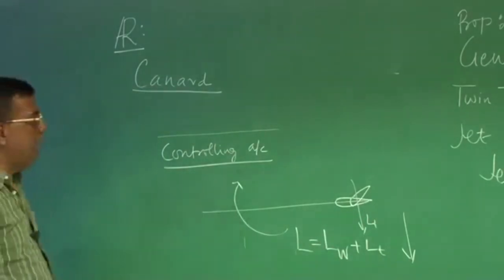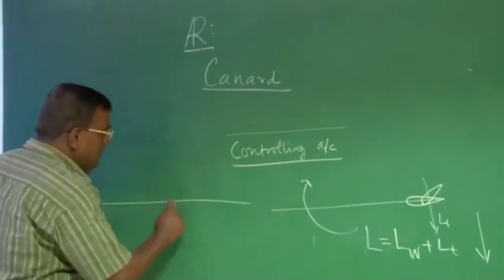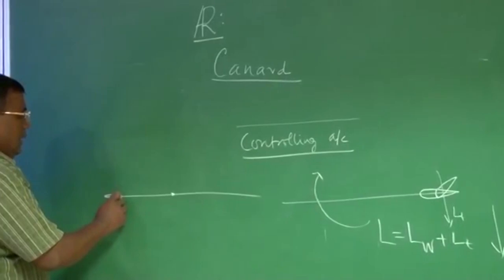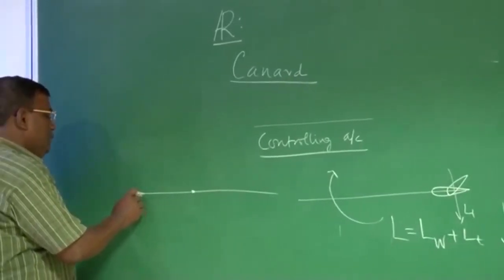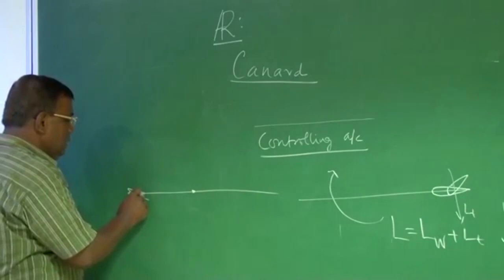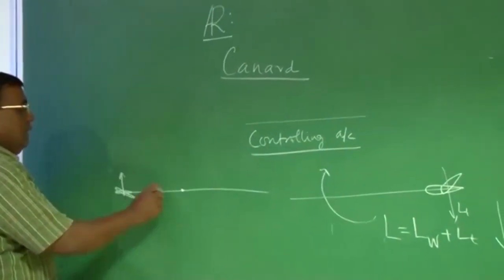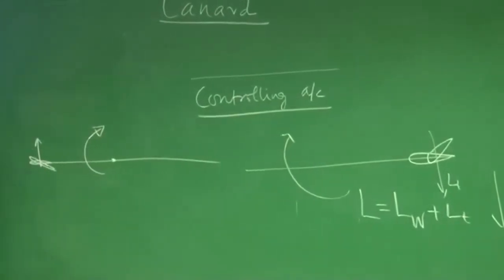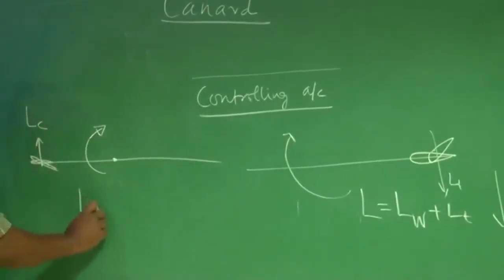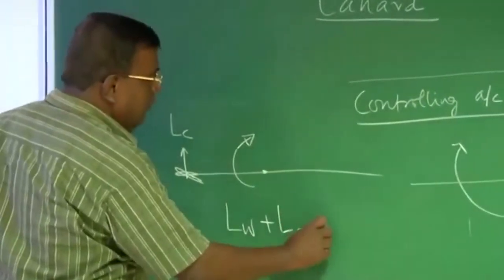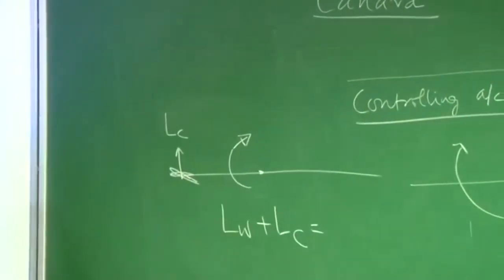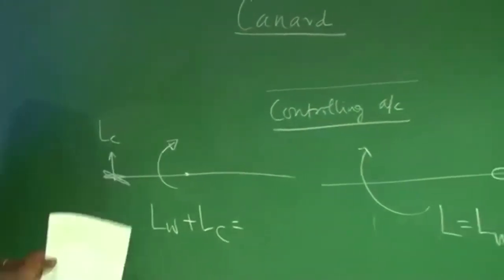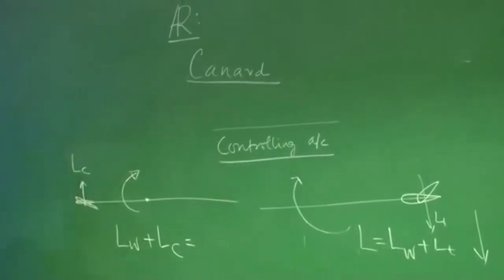But same nose up moment if I want to give through canard, then I put a canard here, okay? And now what I do, I deflect it like this. If I deflect like this, it gives a force here and which gives you nose up moment. Now you see this lift on canard gets added with lift of wing, so your total lift increases. There are other issues with canard, but this is general first thought advantage, okay?